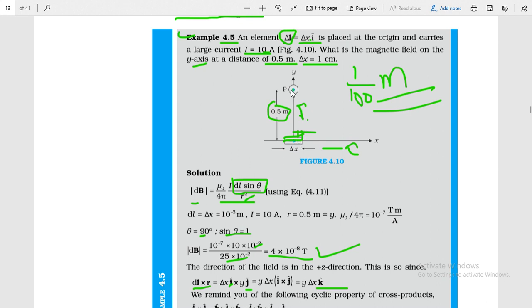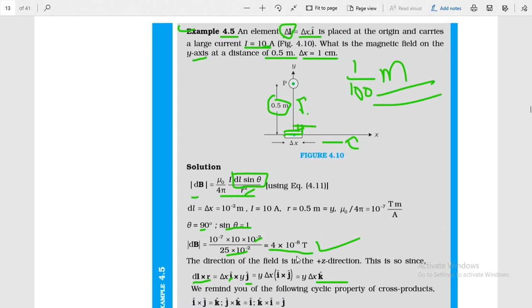So you can see this symbol, that is a dot. This dot represents the direction of the magnetic field that is perpendicular to the plane of paper and towards your eyes. So the magnetic field in this case is 4 into 10 to the power minus 8 Tesla and along the positive z direction.